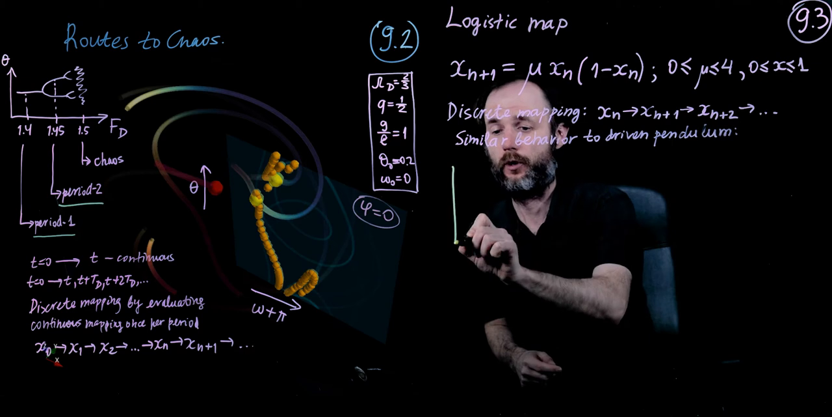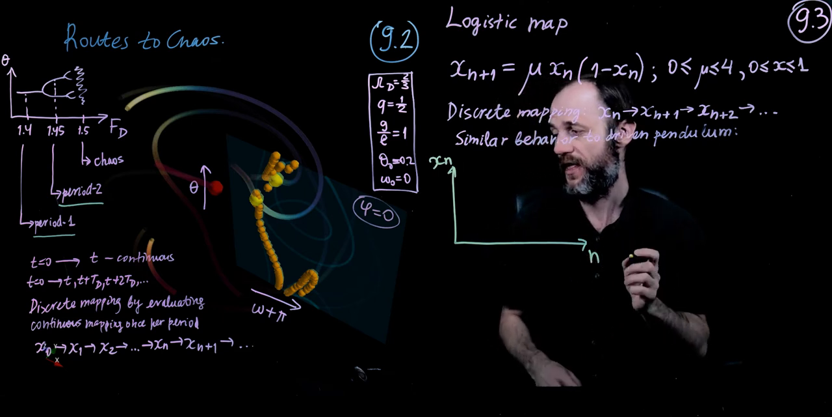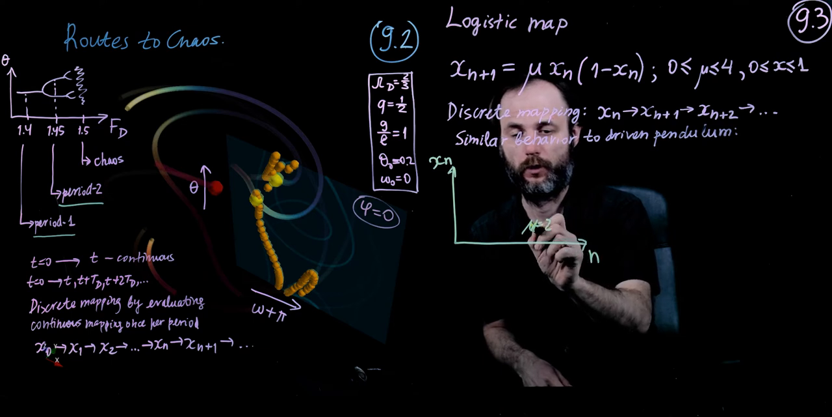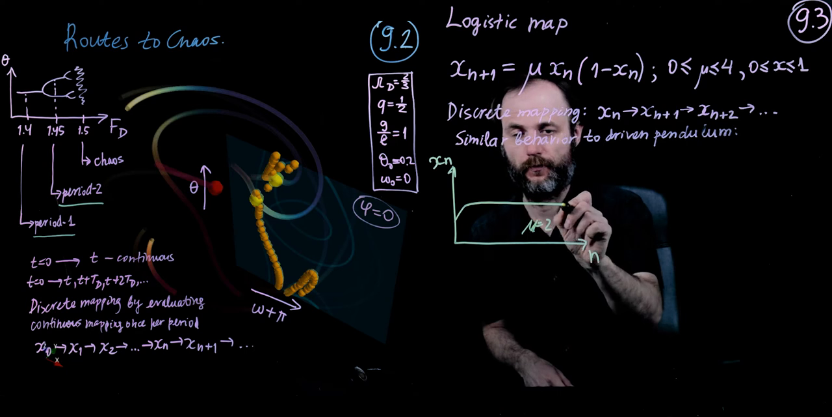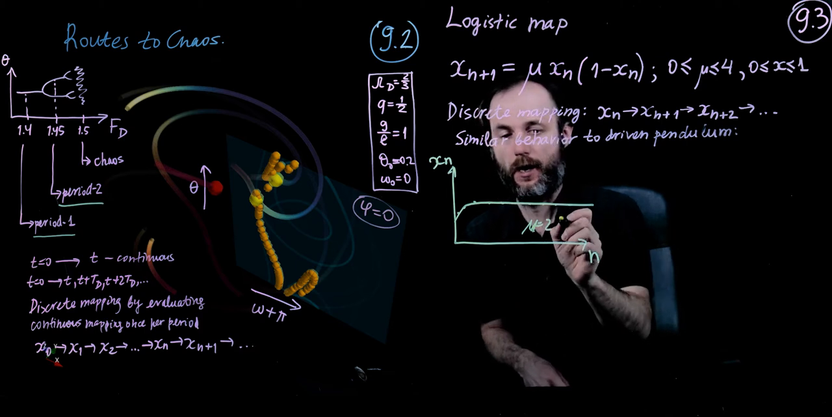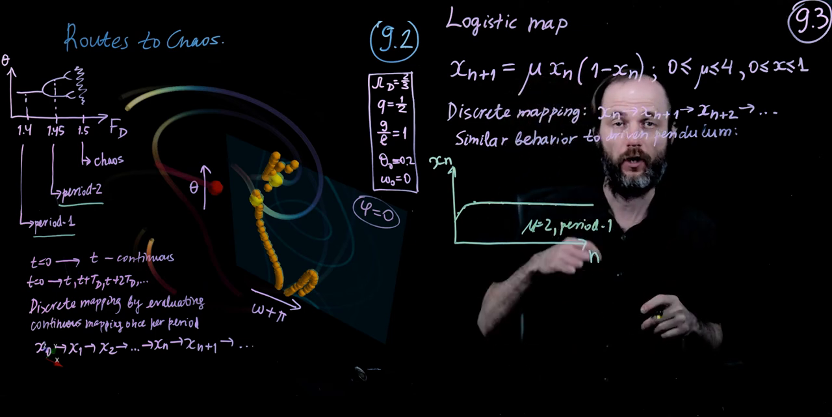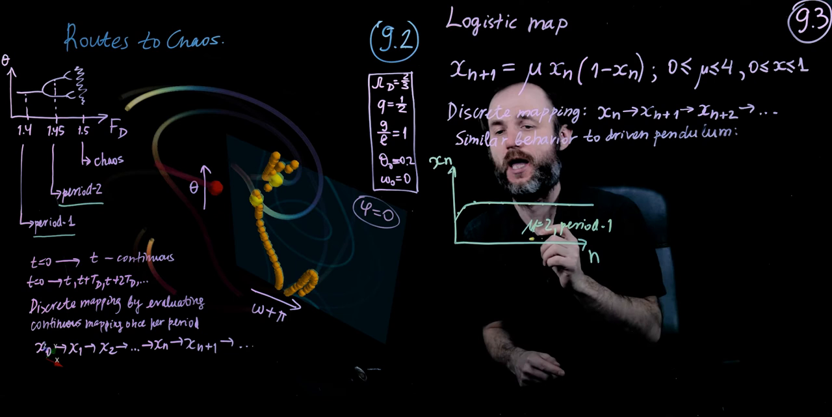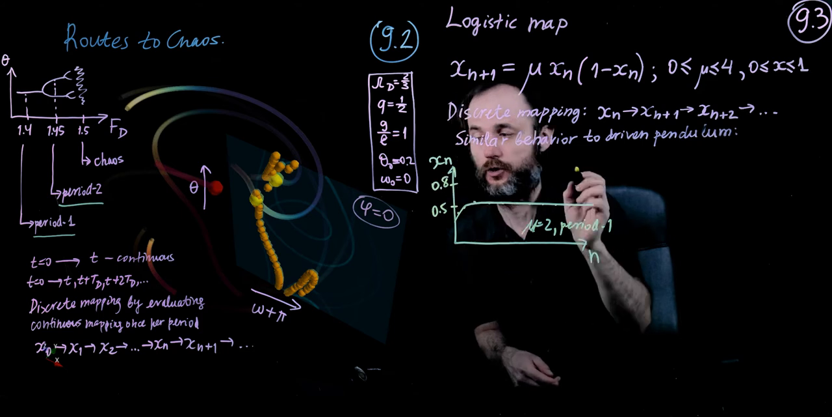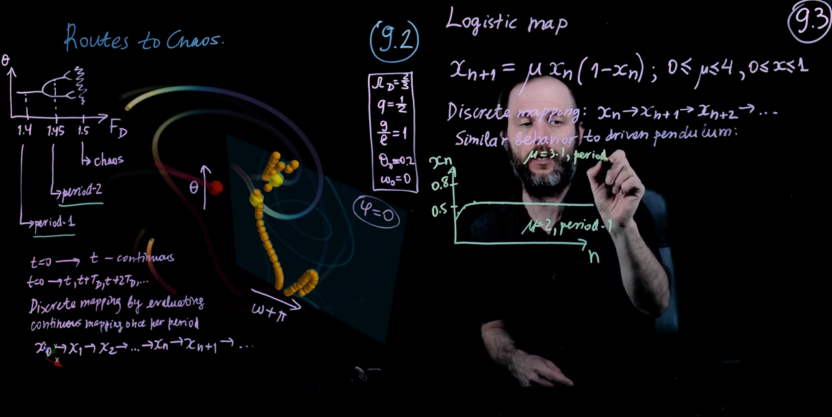More specifically, if we were to plot xn versus n, then for mu equals 2, we would get something that looks like that, where of course there are a bunch of values. It's a discrete sequence. That is period 1 behavior, because we have gotten onto a constant and nothing is changing. Now, if we were to consider mu equals 3.1, we're going to get a period 2 behavior.